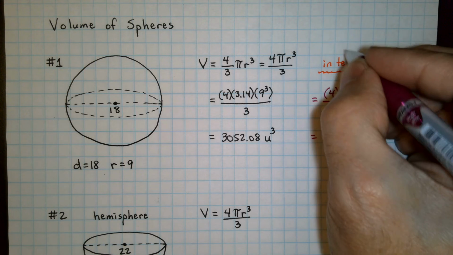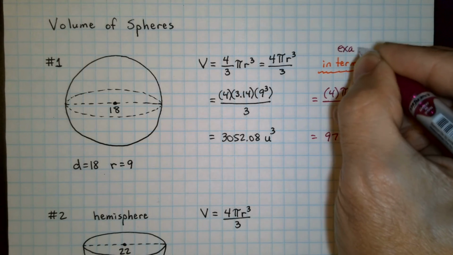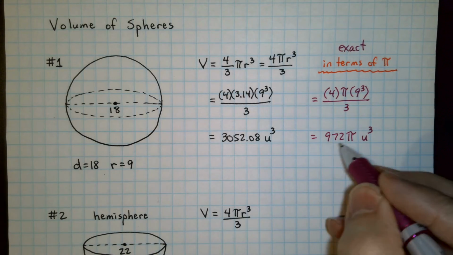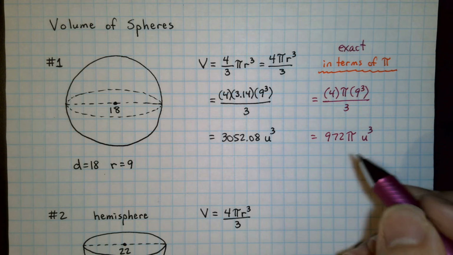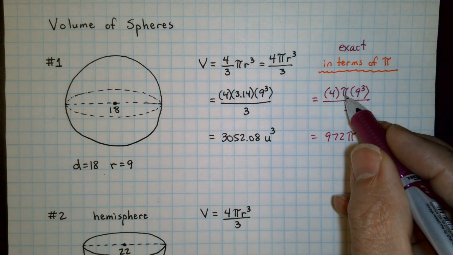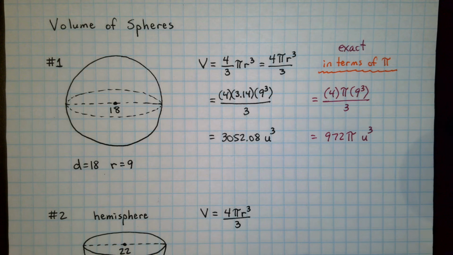Now sometimes in terms of pi they'll use this word, exact. It doesn't mean that this answer is unable to be rounded. What it means is you did not use an approximated value of pi. You kept the entire exact value of pi.